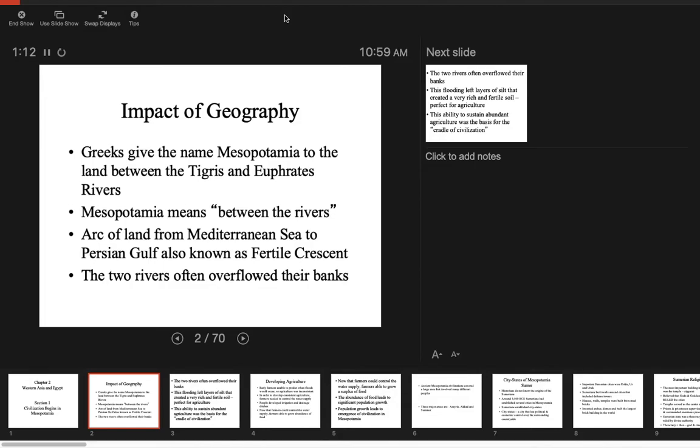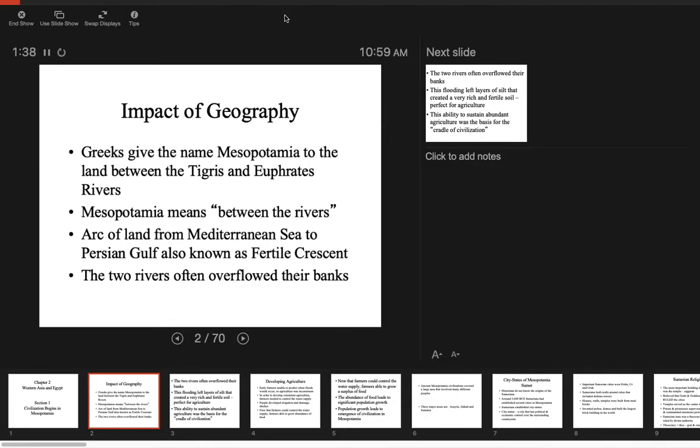So the Greeks give the name Mesopotamia as the land between two rivers, the Tigris and the Euphrates rivers. You have to know those two rivers, Tigris and Euphrates. My football players and people who like football, I always remember it as a tight end, Tigris, Euphrates. I don't know why that makes me remember it, but that's what it is. And Mesopotamia means land between two rivers.